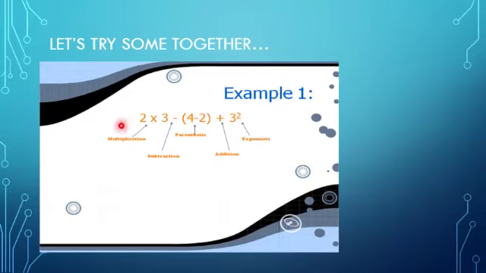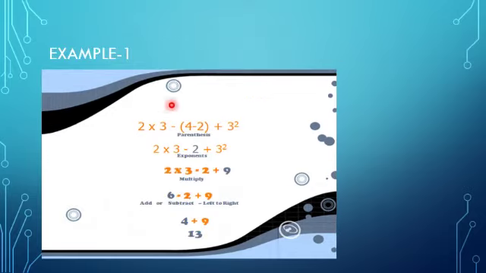This is the example here: 2 multiply 3 minus bracket 4 minus 2 plus 3 power 2. Here, as we have discussed, first of all we have to solve the bracket. We will not solve anything else; first of all we will solve the bracket, which is also called parenthesis. In the parenthesis, it is 4 minus 2. So we will solve 4 minus 2. The answer will be 2. And then 2 multiply 3 minus 2 plus 3 power 2.